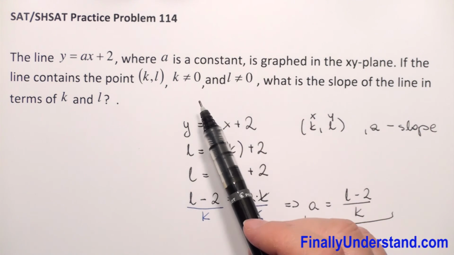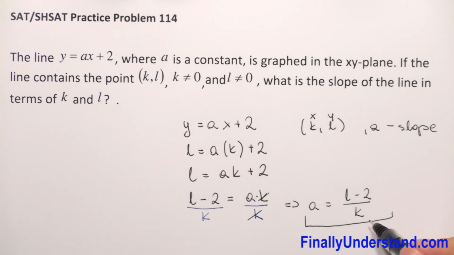k is different than 0, so k can be in the denominator. Everything is okay. This is my solution.